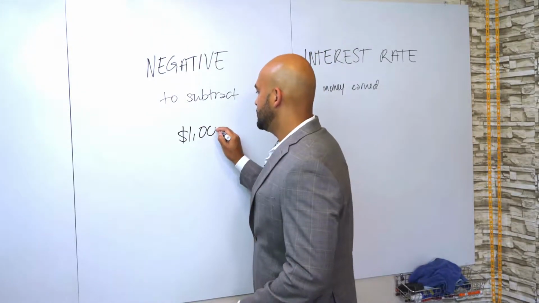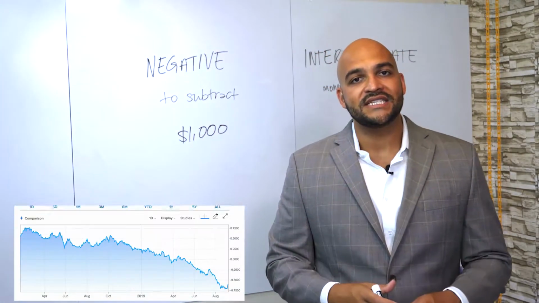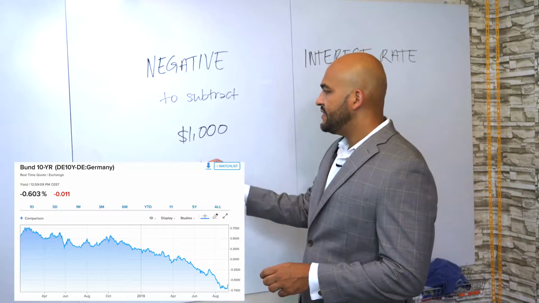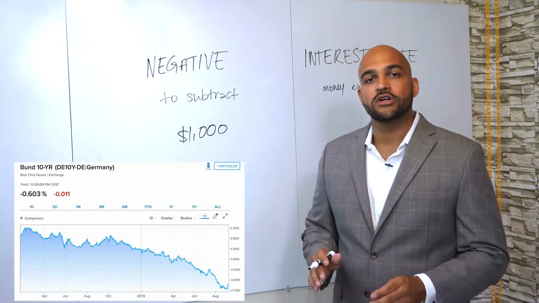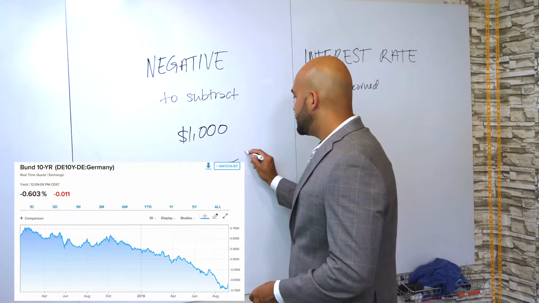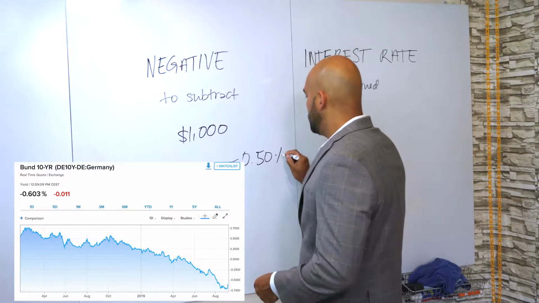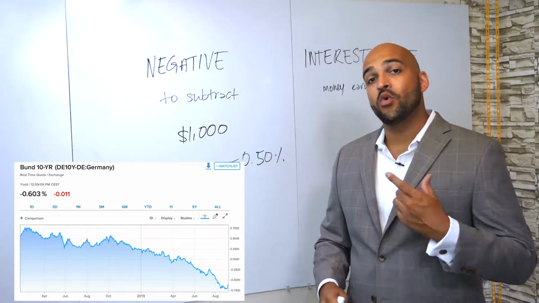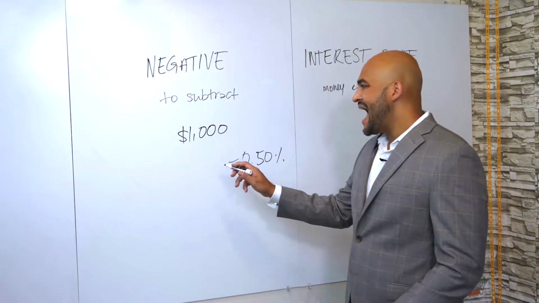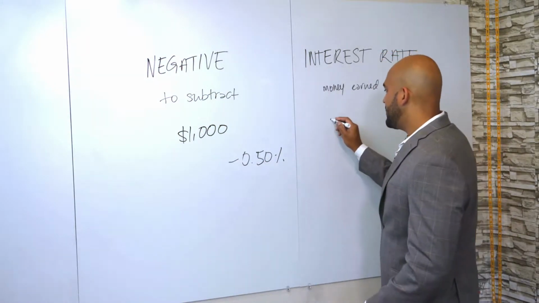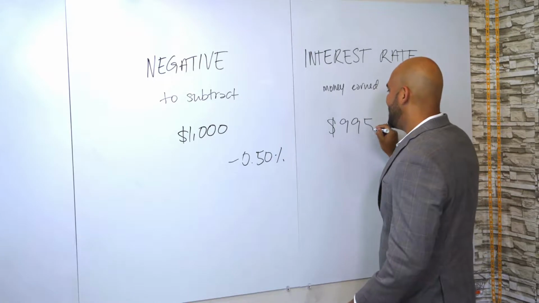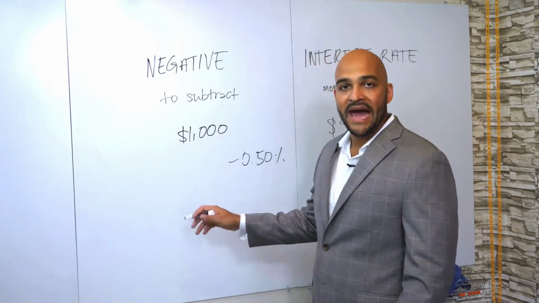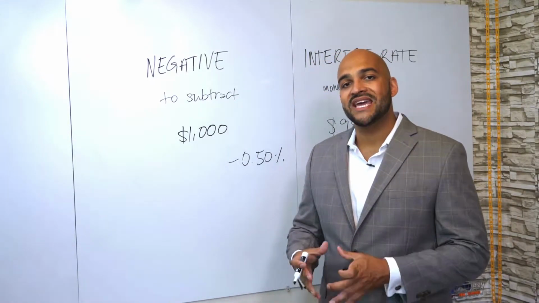Let's say that you have $1,000 to invest, and you think that investing in a German bond, in the German government, is a good idea. So you take that $1,000 and you go out and you buy a 10-year German bond, right? And let's just say today that bond is paying you negative 0.50%. So negative 0.5%. Well, at the end of 10 years, you're going to get back $995.